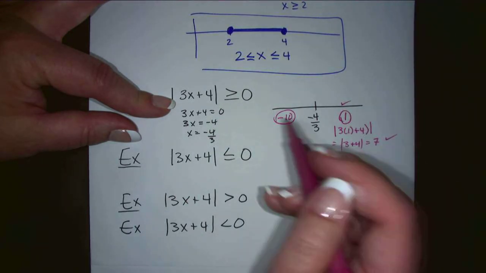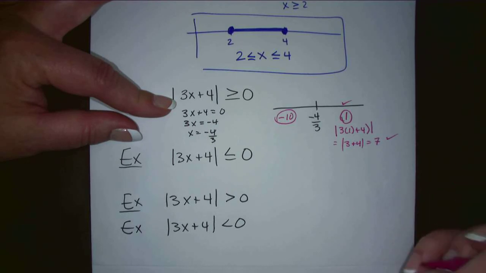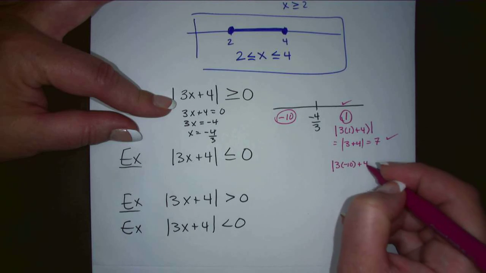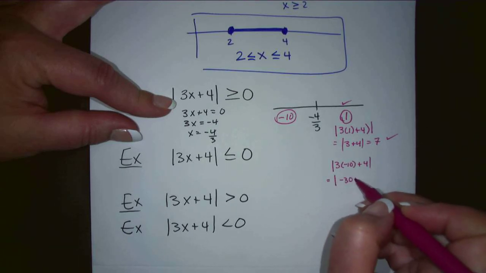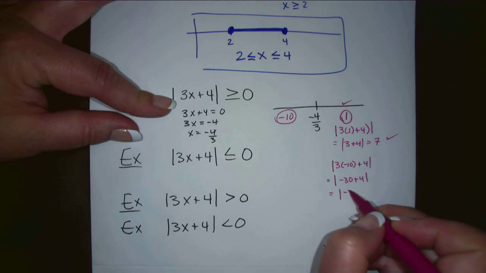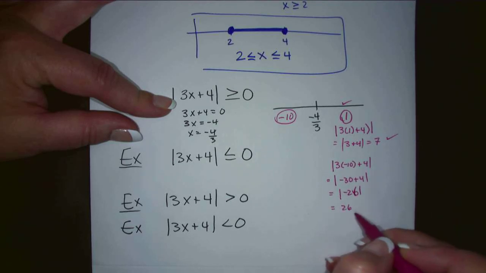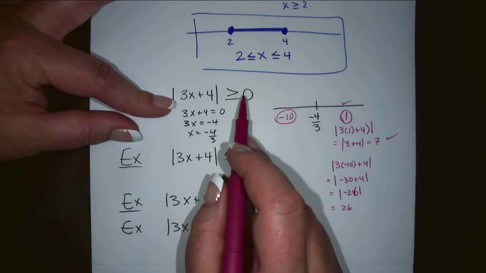What about negative 10? 3 times negative 10 plus 4. 3 times negative 10, negative 30 plus 4, negative 26, which is 26. It's always going to be positive. Doesn't matter what's in there because we're doing the absolute value. So 26 bigger than 0? Yes. That side works.